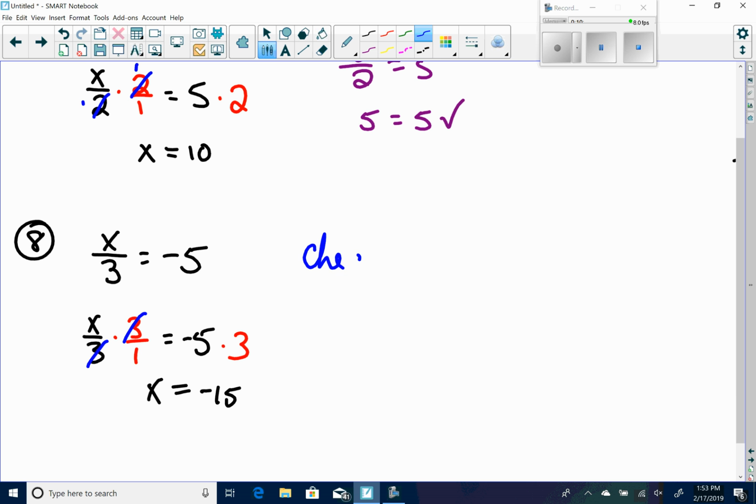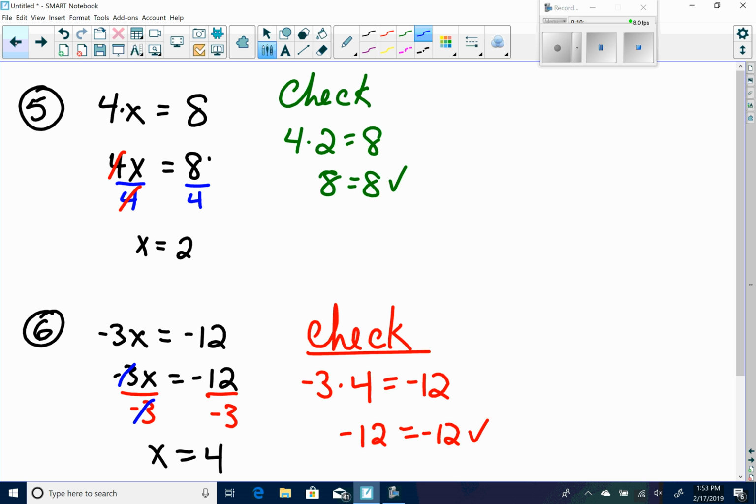So when I go to check this, negative 15 divided by 3, will that give us a negative 5? Yes, a negative divided by a positive is a negative. 15 divided by 3 is 5, so that matches the negative 5 on the other side. So I provided you with 2 examples each of just one-step equations.